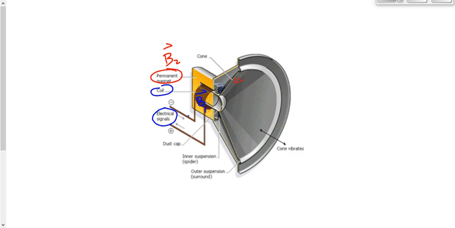Any sense? As the electrical signal changes, then the polarity of the solenoid changes. And as the polarity of the solenoid changes, the attractiveness or repulsiveness of the permanent magnet changes. And what do we end up getting? A different sound. Right? A different sound because of the different movement of the cone.